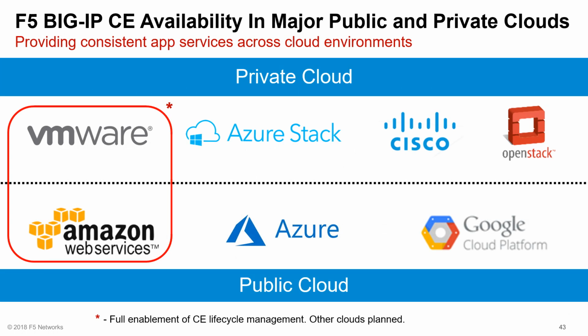BIG-IP Cloud Edition is available in all major public and private clouds. Currently it's fully operational on VMware and AWS, but it is already available on other platforms. Fully available means we have the complete solution with spin up, spin down functionality, auto scale, rolling upgrades, etc. And so the other platforms, except for VMware and Amazon Web Services, where this already is working, will follow soon in next releases.